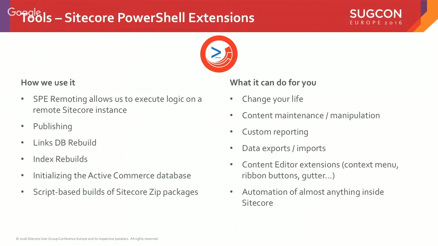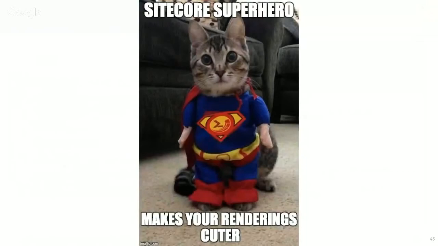So for our build process, the remoting was really powerful. With SPE remoting, you can execute all this outside of Sitecore, from another server even. So our build server, after we set up this instance using Octopus and SIM, can execute PowerShell remotely to do things like publish, rebuild the links database, index rebuilds, even initializing the Active Commerce database. And the thing that was surprising to me when I dug into it was that we could use it to actually script the builds of our zip packages and get away from the designer XML. So you too can be a Sitecore superhero with SPE.